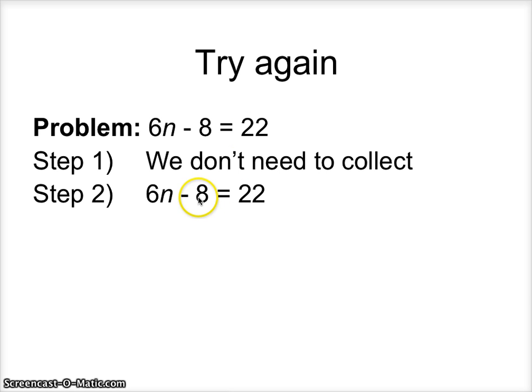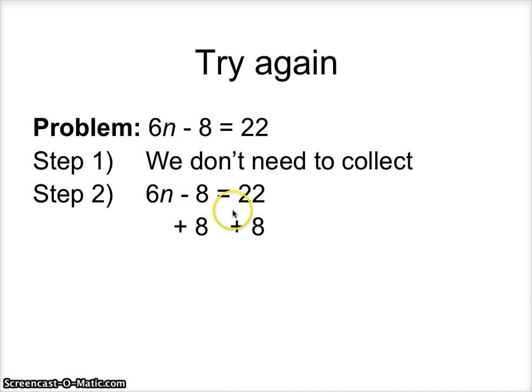Well, if subtracting 8 made it worse, what if we do the opposite? What if we instead add 8? Because if the goal is to get to 0, if I have negative 8 and the goal is to get to 0, then I really need to add 8. So that's what I'm going to do here. I'm going to add 8 to both sides. I have negative 8. I'm going to add 8 because negative 8 plus 8 is actually 0.